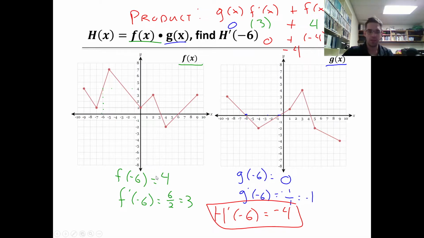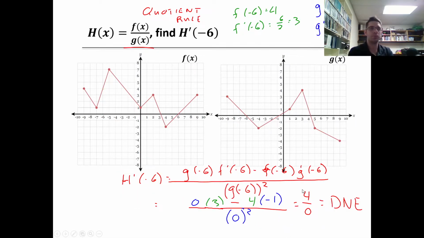So if I plug in f of negative 6, f prime of negative 6, g of negative 6, and g prime of negative 6 into our product rule, I'm going to get 0 times 3 plus 4 times negative 1. And if I do the calculations, I get 0 plus negative 4, which is just negative 4. So to answer our question, h prime of negative 6 is negative 4. Boom.